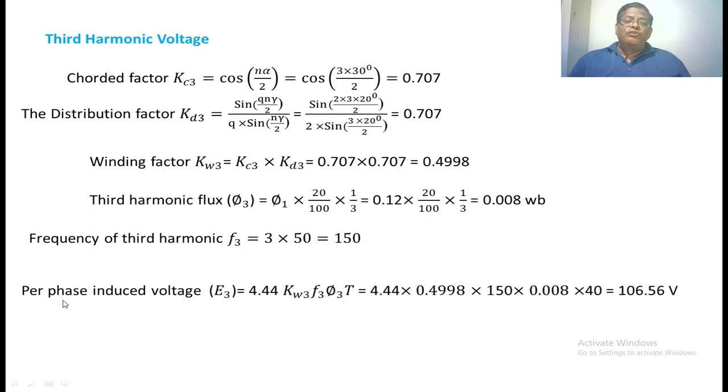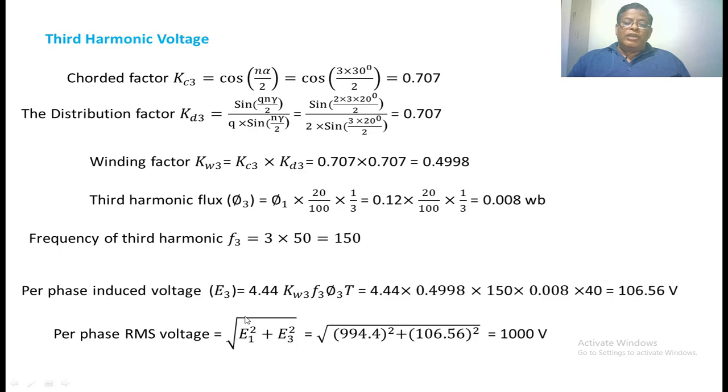The per phase induced voltage in a stator winding due to the third harmonic flux equals 4.44 Kw3 f3 Φ3 T. Substitute all the values. Finally, you are getting 106.56 volts. Now the total voltage induced in a stator winding equals square root of E1 squared plus E3 squared. Already we calculated the values of E1 and E3. Substitute here, we are getting 1000 volts.